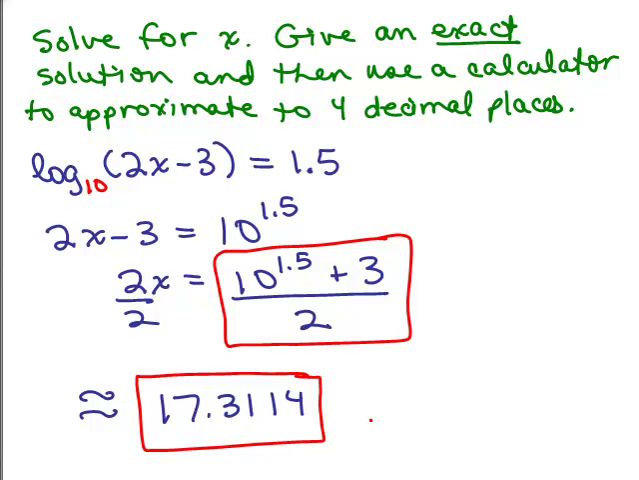Now you can check to see if this is approximate by putting this 17.3114 back in for x, multiplying it by 2, subtracting 3, and see if you get approximately the same number as if you do 10 to the 1.5. All right, so this is practice with calculations using logs and natural logs.